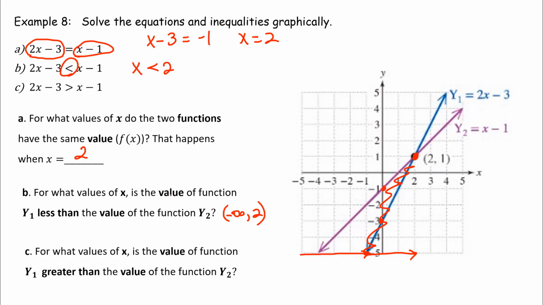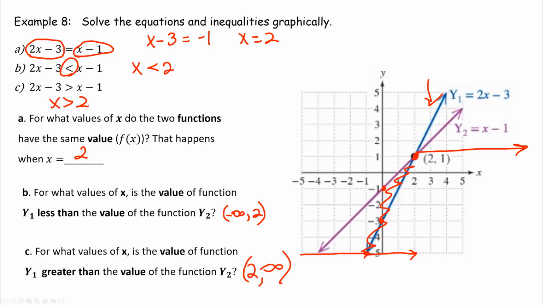Then on part C, you've got 2x minus 3 is greater than x minus 1. That means when is the blue line above the purple line? When x is bigger than 2, the blue line is above the purple line. The blue line has a value that is greater than the purple line. So 2x minus 3 is greater than x minus 1 when x is greater than 2. And that's what you'd find out if you subtracted x on both sides and added 3 on both sides. You would get x is greater than 2.